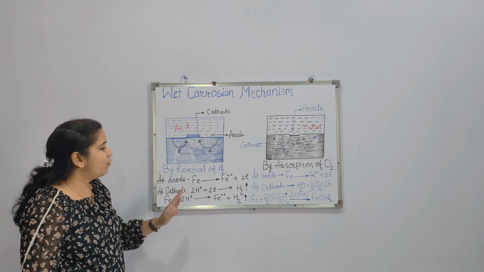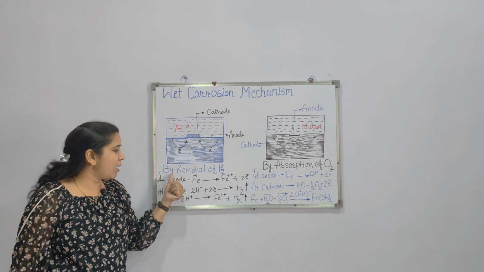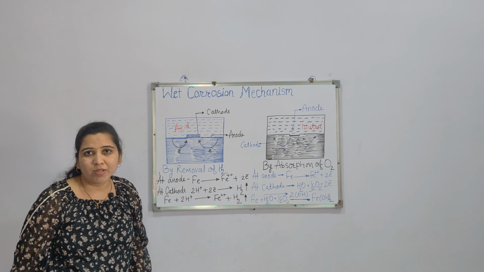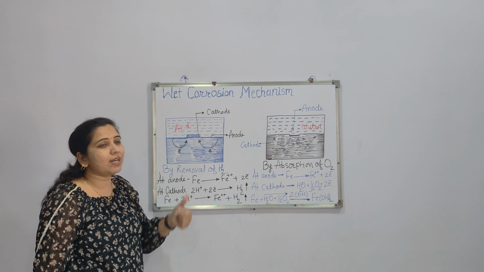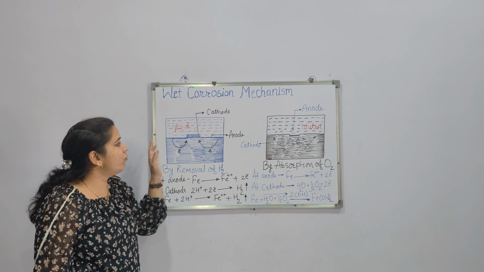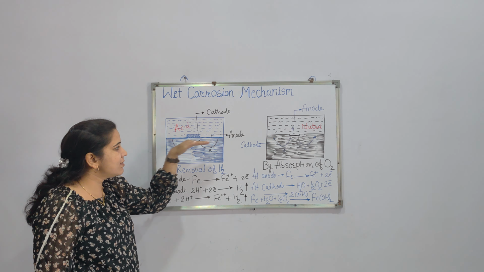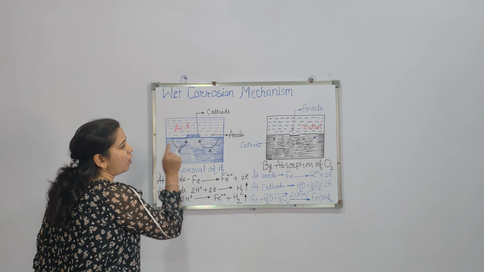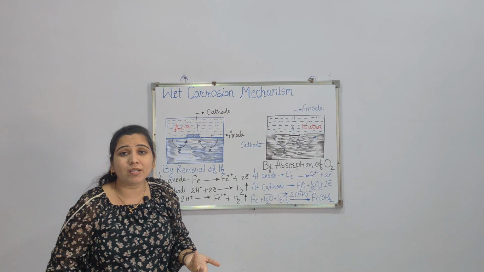So here first we will see the mechanism of wet corrosion by removal of hydrogen. See here, there is a large blue colored sheet I have drawn. It is one metal sheet, totally one metal, and on this same metal sheet one small block of metal is placed. This metal sheet may be of iron or steel.